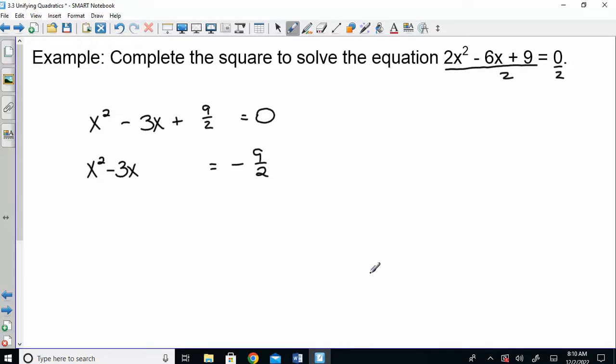So then what do we do? Take half of b, squared. So b is negative 3. Divide that by 2 and square it. Negative 3 over 2 squared is 9 over 4, since negative 3 squared is 9, and 2 squared is 4. So we are going to add 9 over 4 to each side.